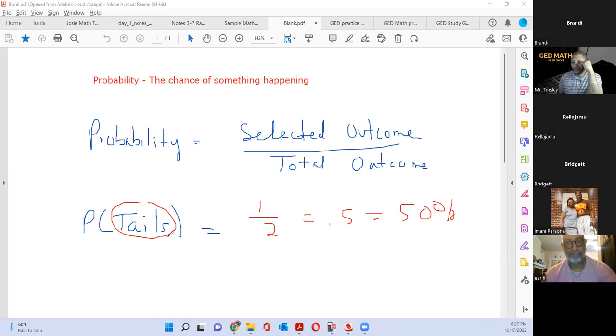What about dice, Mr. Tinley? What about dice or a big old jar full of M&Ms? I'm about to show you. Don't worry. First of all, I need you to understand the foundational parts. Let's go to a dice. The probability of me rolling an even number on a die. So remember, this is the selected outcome. How many even numbers on a dice? Four. Three.